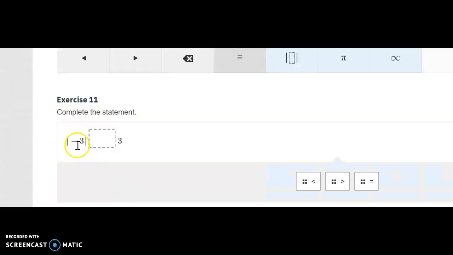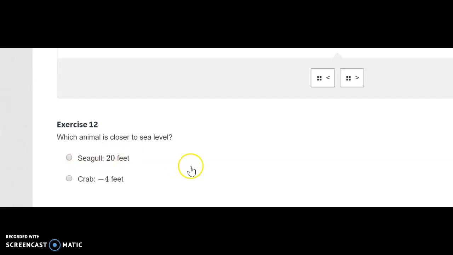We have the absolute value of negative 3. And again, what we're doing is counting the distance, the distance from 0 to negative 3. It's the same distance from 0 to positive 3. So this is equal.